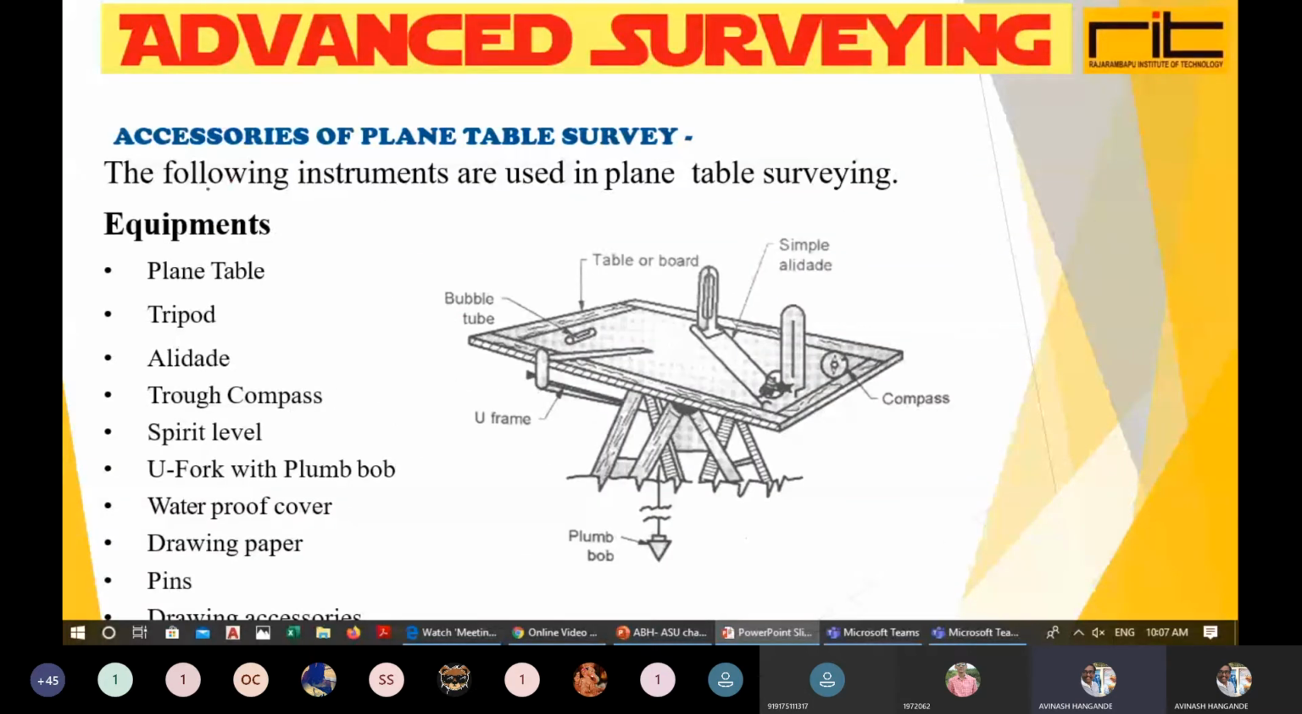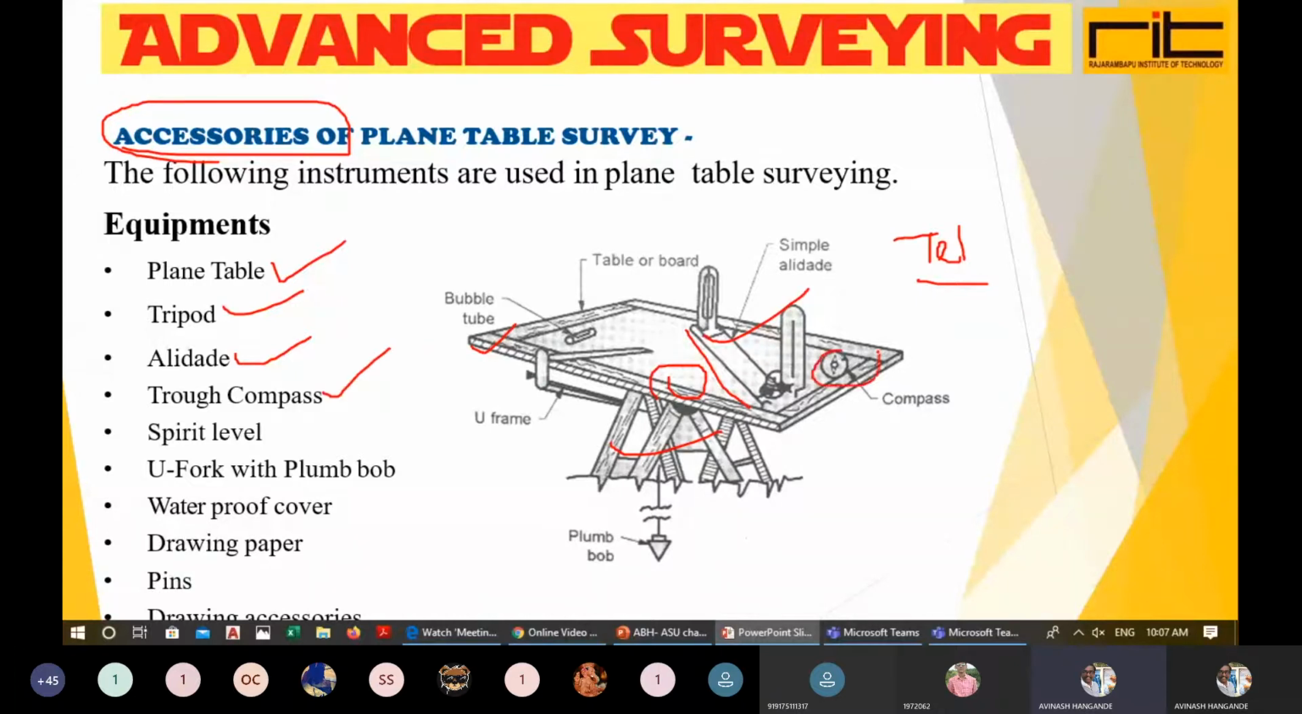Now we had seen various accessories or equipment that are used in plane table surveying. First one is the plane table, on which we fix our drawing sheet. Then the tripod stand, over which we fix our plane table. Then the alidade. Here is a simple alidade and there is another one known as the telescopic alidade. These alidades are used to draw the line. Then there is a trough compass, which is used to mark the north direction.